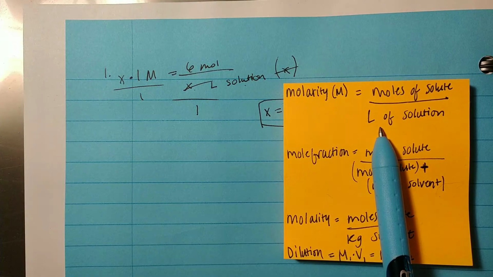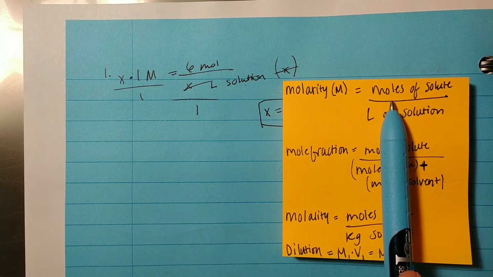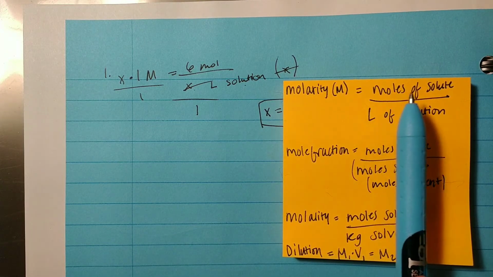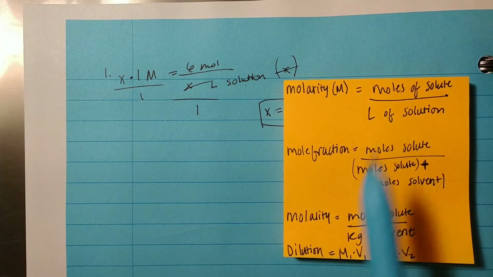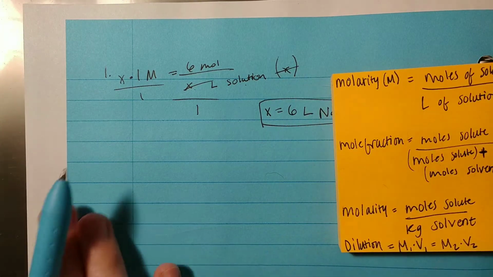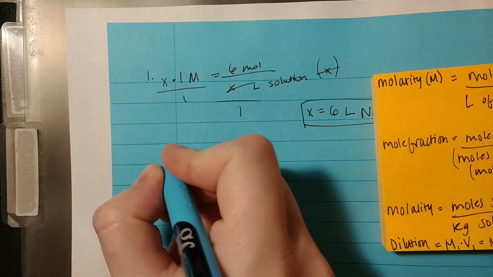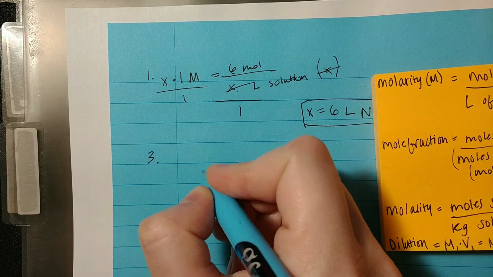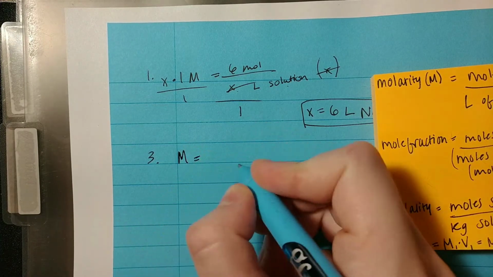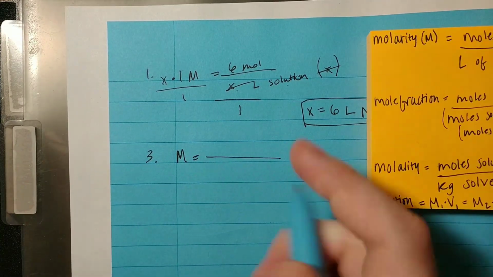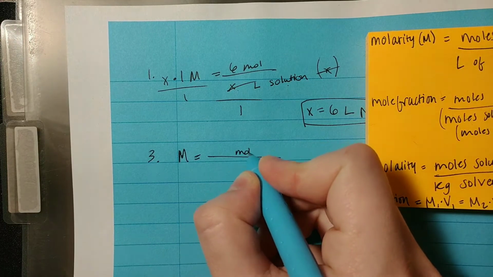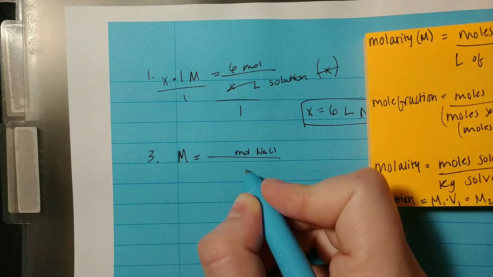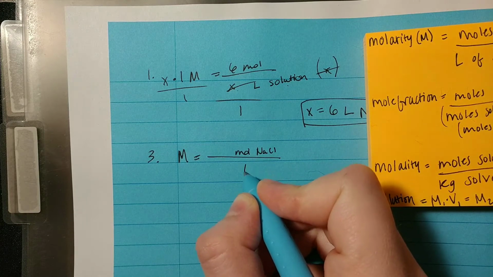But the problem we run into right away is they give us grams of solute, grams of NaCl, instead of moles. So we're going to have to use molar mass to find out how many moles of solute we have before we can plug this in. But let's set that up first. So number 3, we want to find the molarity of this equation. So molarity equals some number of moles of NaCl divided by liters of solution.